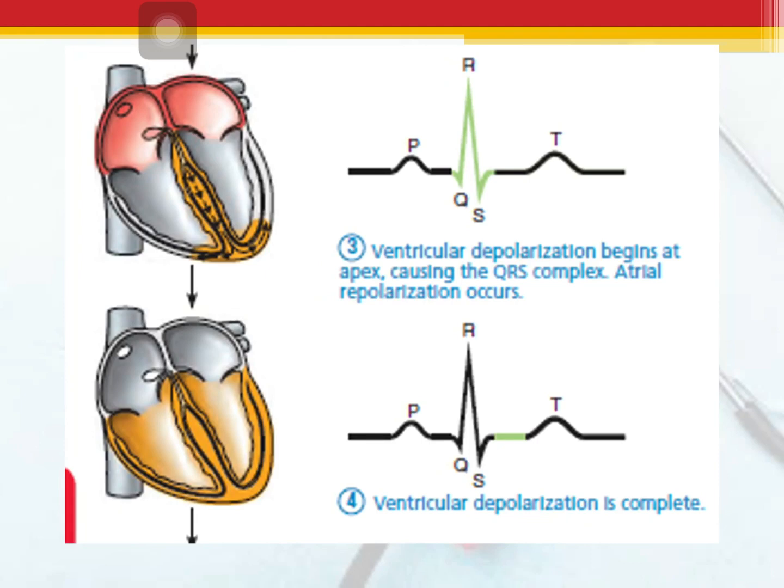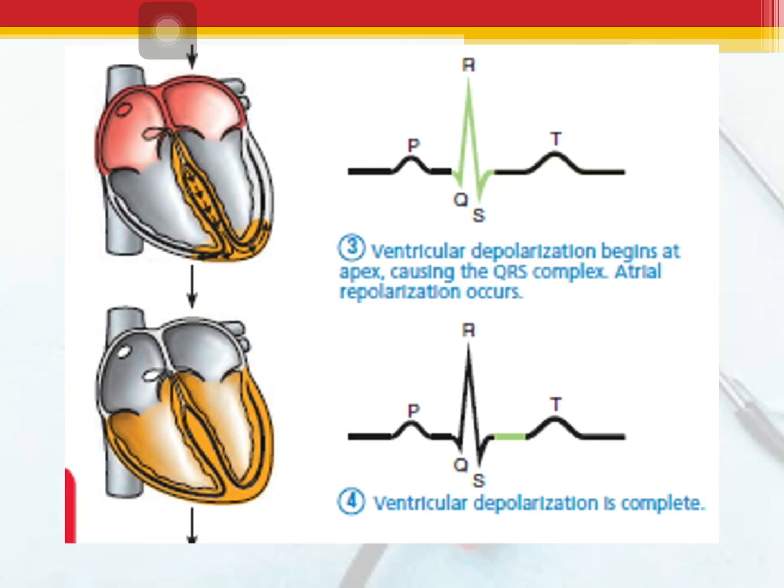So as you can see here, the QRS complex is caused by the ventricular depolarization, which begins at the apex. It is not evident, but there is also an atrial repolarization. So again, the P wave usually is the atrial depolarization. The QRS complex is composed of a not so evident atrial repolarization and a very evident ventricular depolarization.